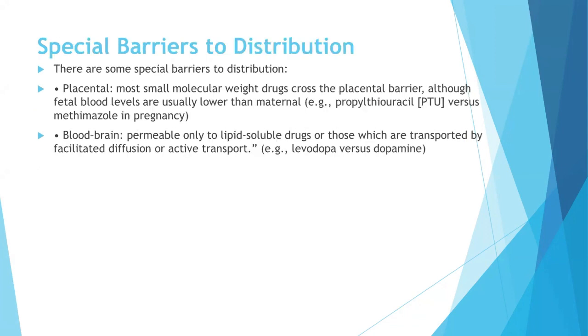Now, what are the special barriers to distribution? So there are some special barriers to distribution. Placental barrier. Most small molecular weight drugs cross the placental barrier, although fetal blood levels are usually lower than maternal. Example, propylthiouracil versus methimazole in pregnancy. Now, the blood-brain barrier is a very special barrier to distribution. It is permeable only to lipid-soluble drugs or those which are transported by facilitated diffusion or active transport. Example, levodopa.